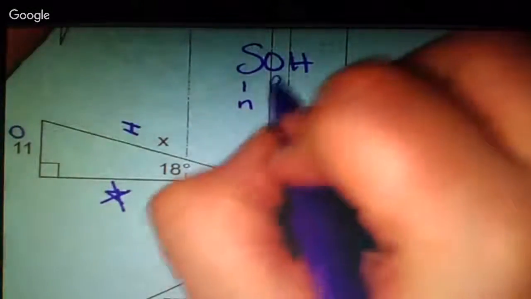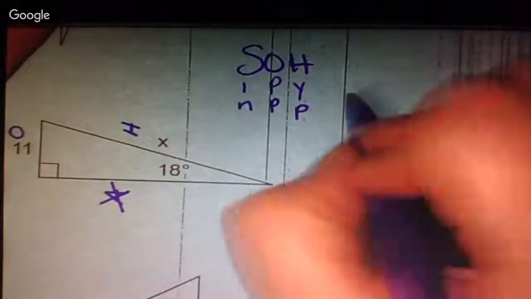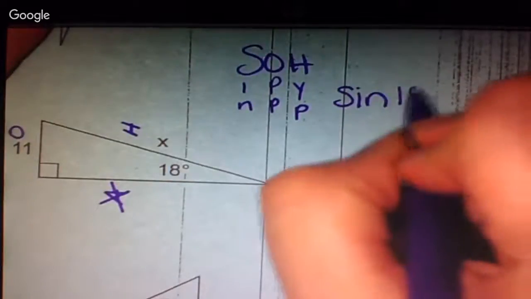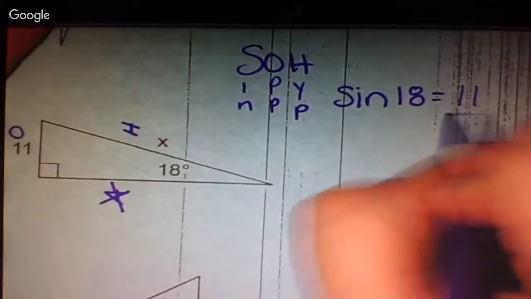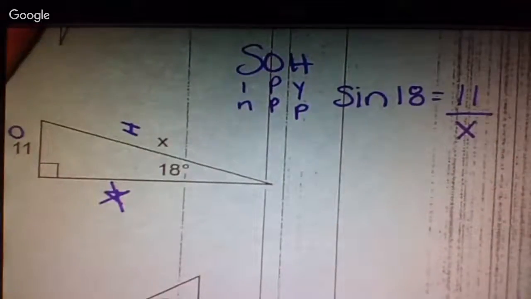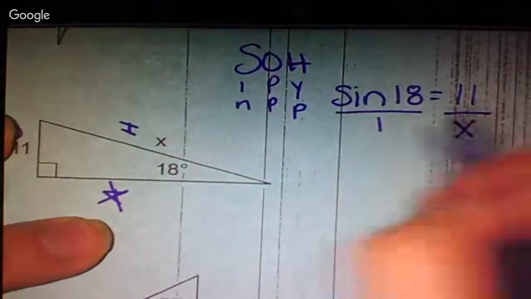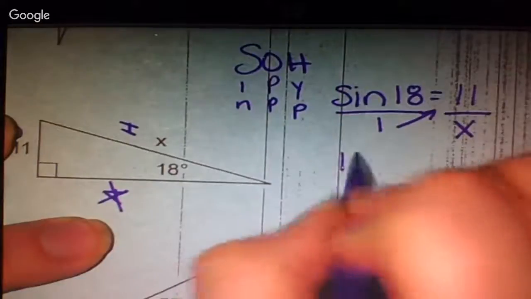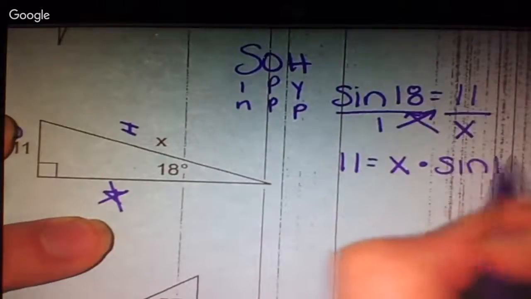So SOH stands for sine, opposite, hypotenuse. So again, sine of my angle equals, O comes first, so that goes on top, 11 over X. We set up our proportion and solve. So we put this over 1. So this becomes 1 times 11, 11. The other side becomes x times the sine of 18.